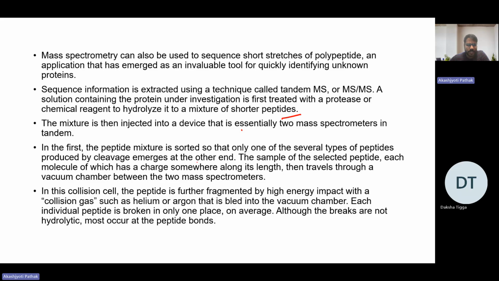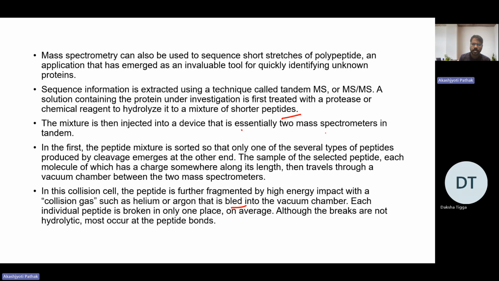So for the first mass spectrometer, what is happening? The sample, each molecule of which has a charge somewhere along its length, travels through a vacuum chamber between two mass spectrometers. So you have two mass spectrometers in tandem MS/MS or tandem mass spectrometry. Then the second mass spectrometer is called the collision cell. In this collision cell, the peptide is further fragmented by high energy impact with a collision gas such as helium or argon that is bled into the vacuum chamber. Each individual peptide is broken in only one place on average. Although the breaks are not hydrolytic, most occur at the peptide bond.